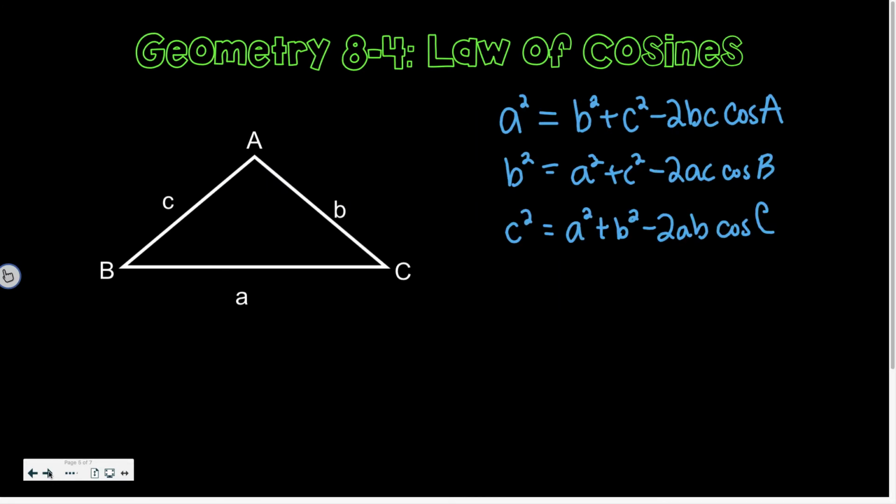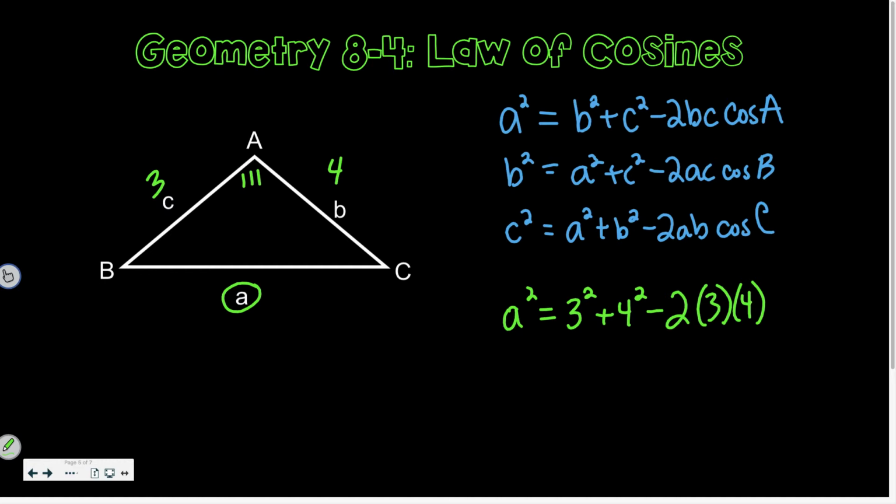Now, law of cosines, that is going to be used when you have a side angle side situation. So let's say that that's 3, that's 4, and this is 111. And I want to know what A is. The way you would set that up is you'd say A squared equals, B and C can be interchanged. You can say 3 squared plus 4 squared, or you can say 4 squared plus 3 squared. And then you do 2 times each of those, and then times cosine of whatever angle you were given.